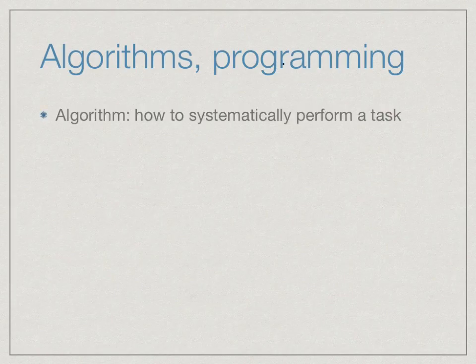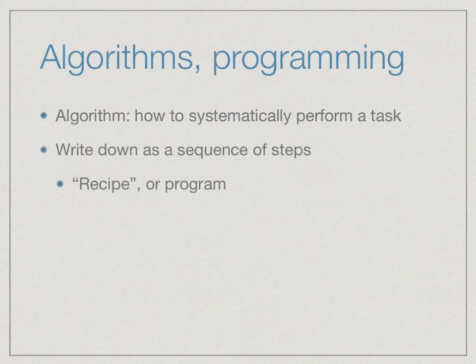As most of you probably know, an algorithm is a description of how to systematically perform some task. So an algorithm consists of a sequence of steps which we can think of as a recipe in order to achieve something. The word recipe, of course, comes from cooking, where we have a list of ingredients and then a sequence of steps to prepare a dish. In the same way, an algorithm is a way to prepare something or to achieve a given task.